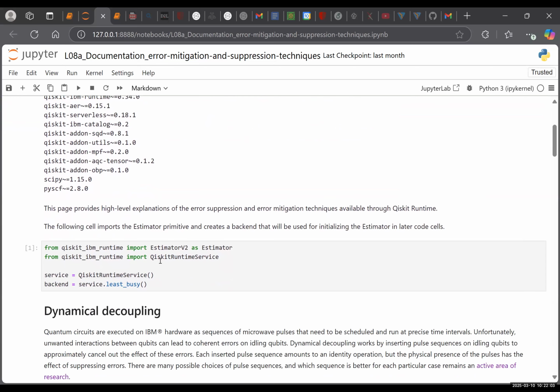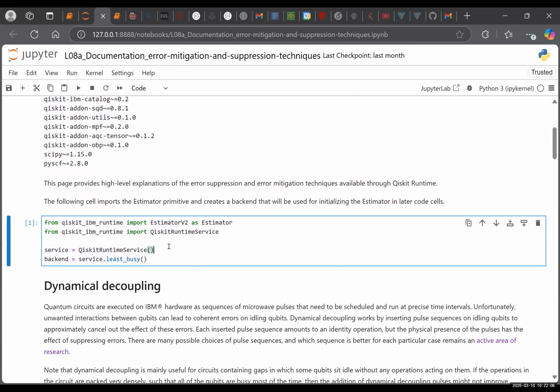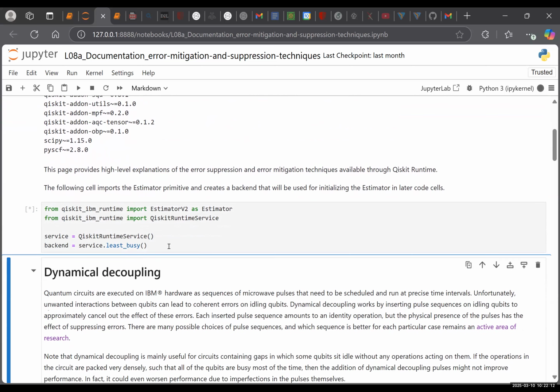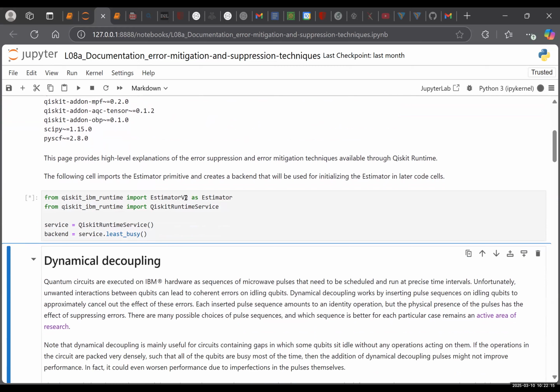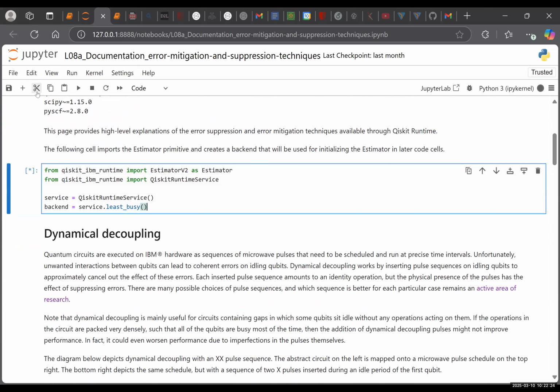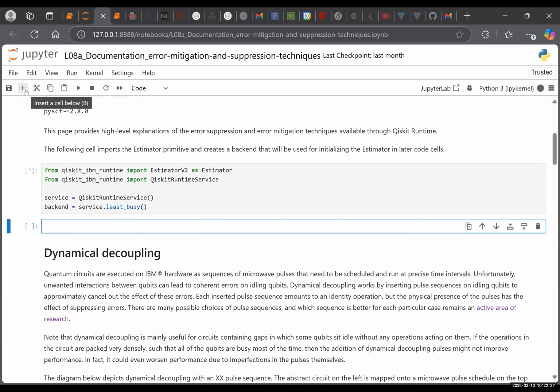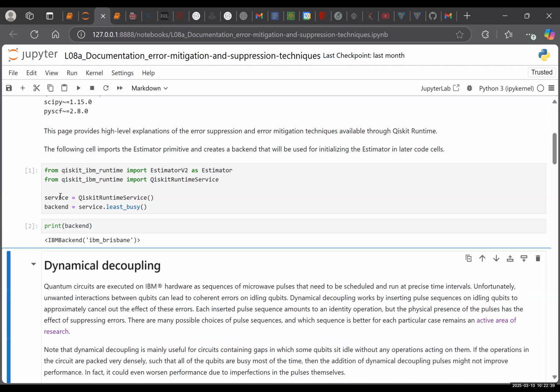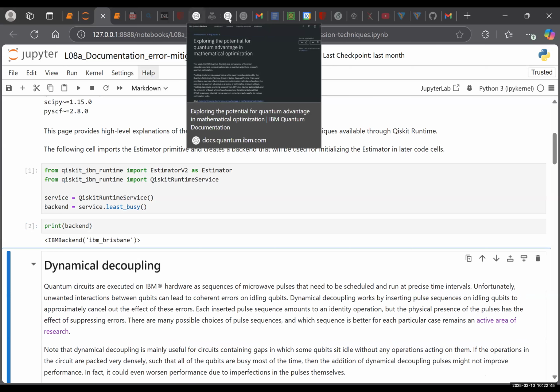Okay. Let me see if I can run this. Okay, so I'm importing some required packages, using V2 and runtime. I'm trying to find the least busy backend. I think for this code, you can run on the device. Let me just print out what is the least busy backend. This is Brisbane.